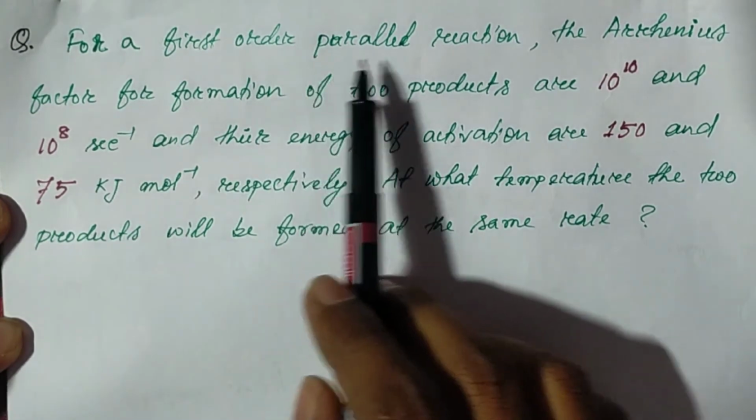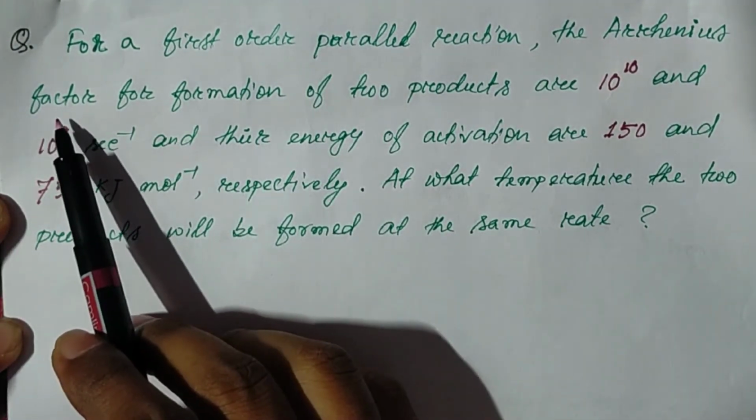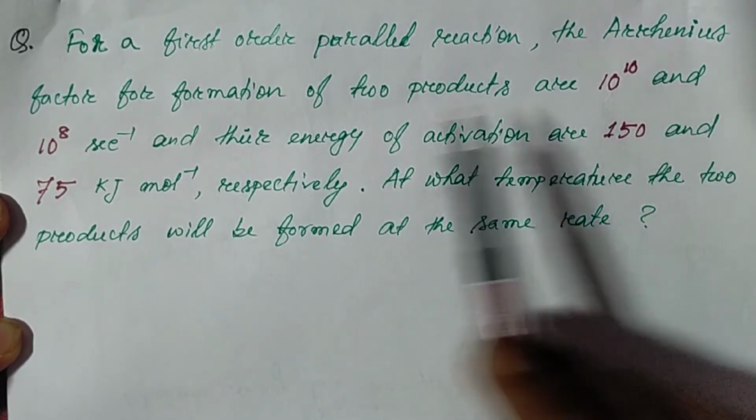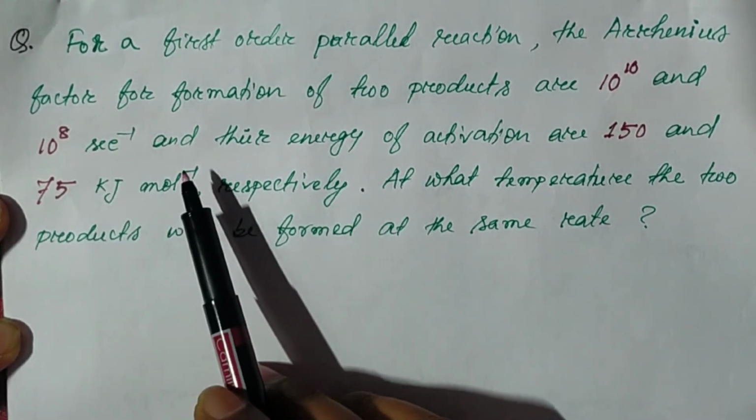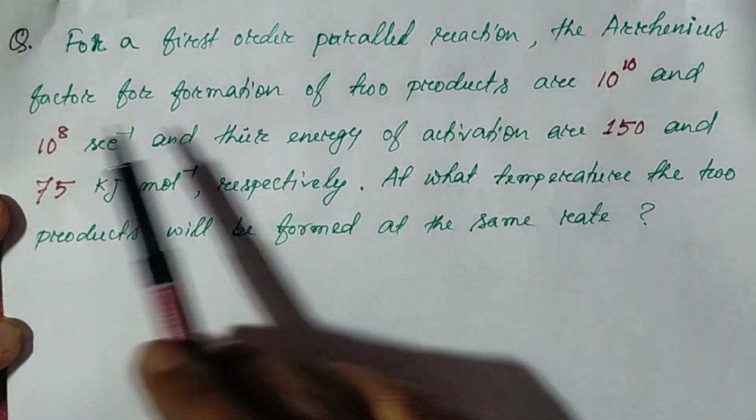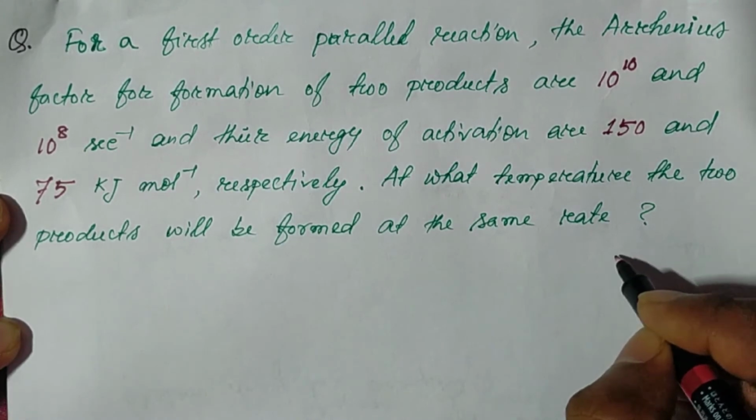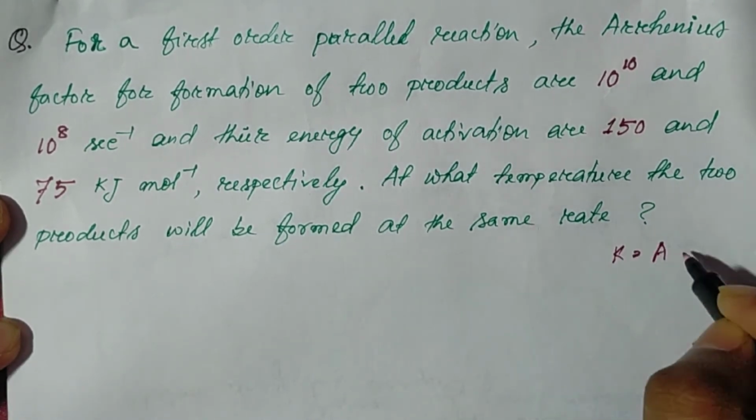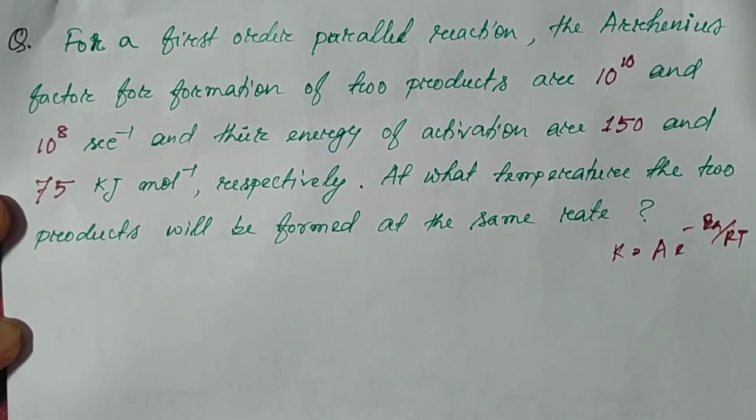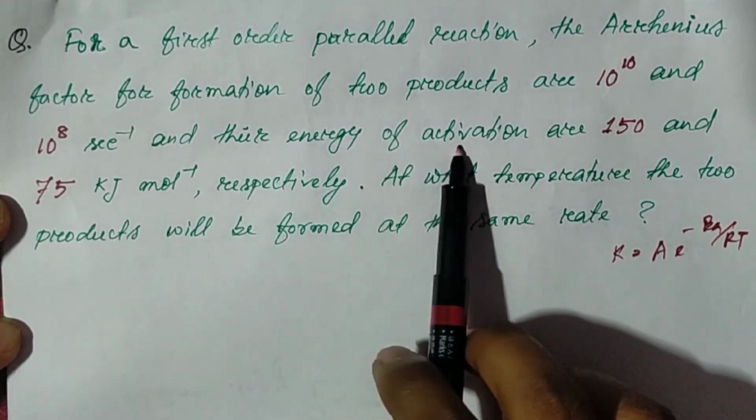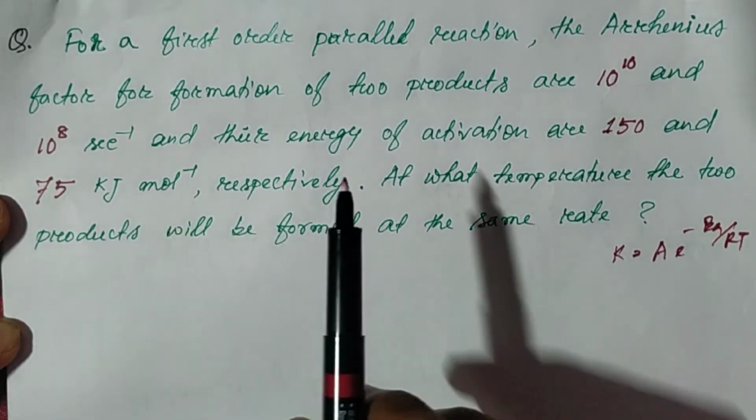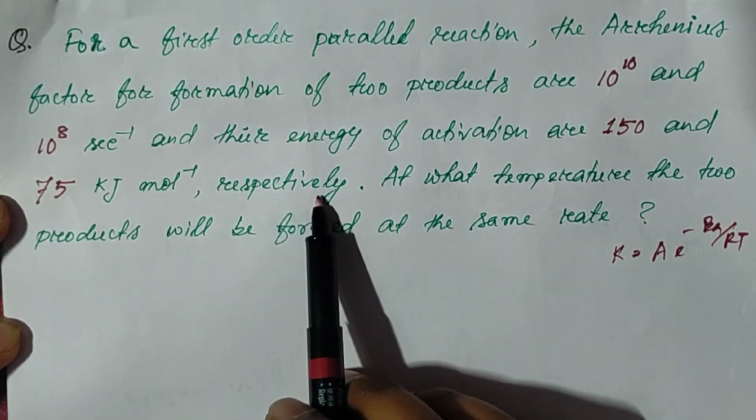For a first order parallel reaction, the Arrhenius factors for formation of two products are 10 to the power 10 and 10 to the power 8 second inverse, and their energies of activation. So first of all, we have to know the Arrhenius equation. The Arrhenius equation is k is equal to A e to the power minus Ea by RT. Their energies of activation are 150 and 75 kilojoule mole inverse respectively.